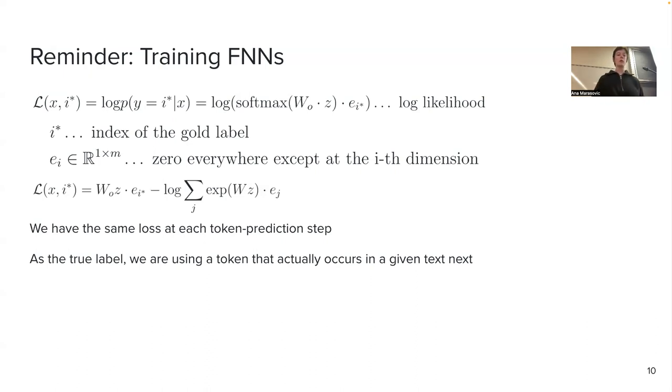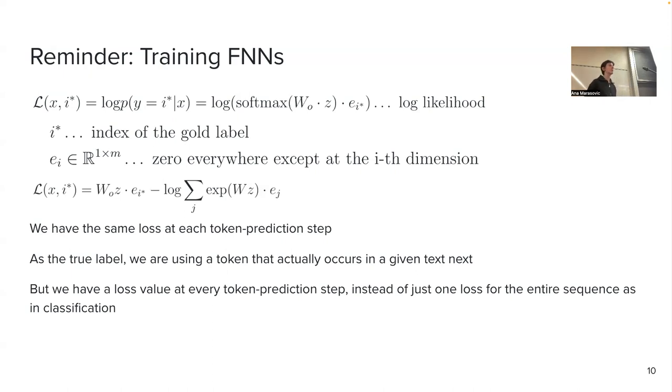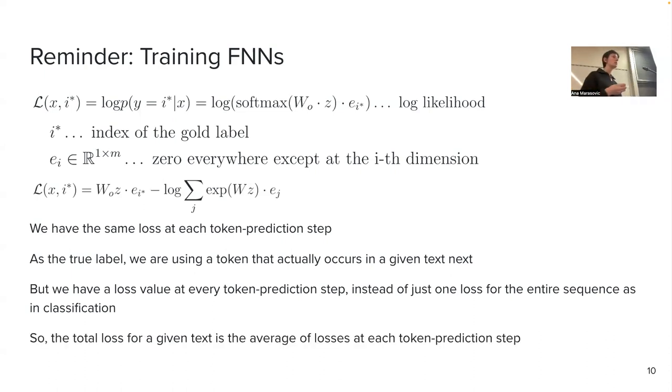As the true label, we are using a token that actually occurred next in the text. Whatever had appeared next in the text, you deem that to be your ground truth label. The only difference with classification is that you're doing predictions and calculating losses at every time step, because you are not doing one prediction, you are doing as many predictions as there are words in your output. So you have multiple losses. If you had generated a sequence of K tokens, you are going to have K losses. You average these K losses to produce one number, and then use that mean value to compute your gradients and do backpropagation. So again, not much has changed except that you have multiple losses at multiple prediction steps.